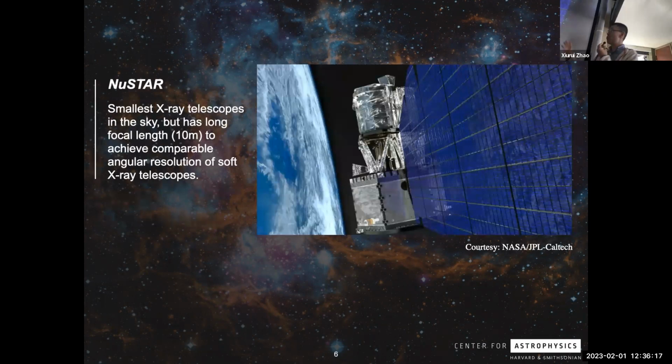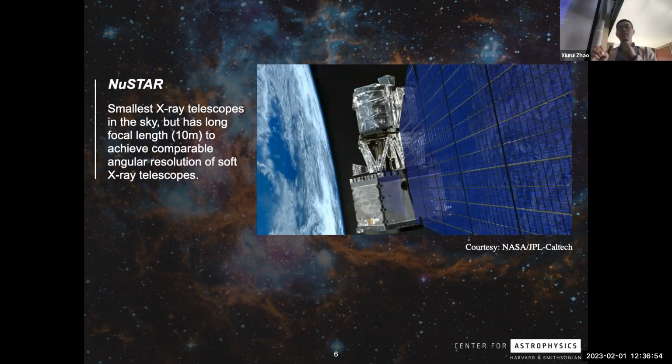It's one of the smallest X-ray telescopes, I mean, in terms of the budget. But it has a very long focal length, about 10 meters, which is also similar to what Chandra has. And this long focal length helps NuSTAR have a comparable angular resolution to the soft X-ray telescopes. I mean, it's definitely not Chandra resolution, not a sub-arcsecond resolution, but still below arcminute. So the long focal length is very important for a hard X-ray telescope.